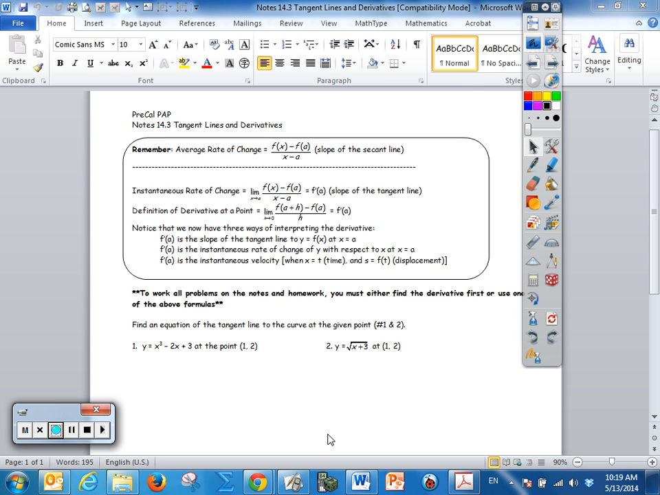Okay guys, let's take a look at our lesson for today. We're going to look at tangent lines and derivatives. Let's do some reminders. We've had a lot of this already before.